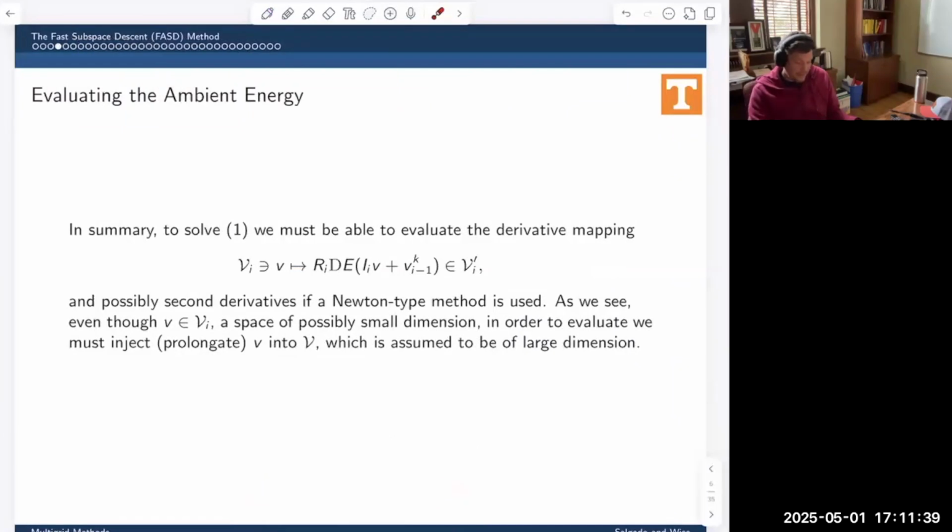All right, so this is the expensive part, because v is in V_i, but I still have to keep referring back to this fine grid energy. This could be expensive to deal with.